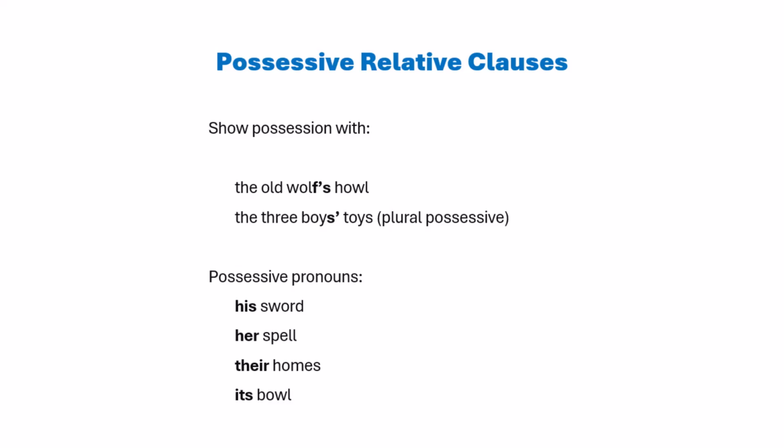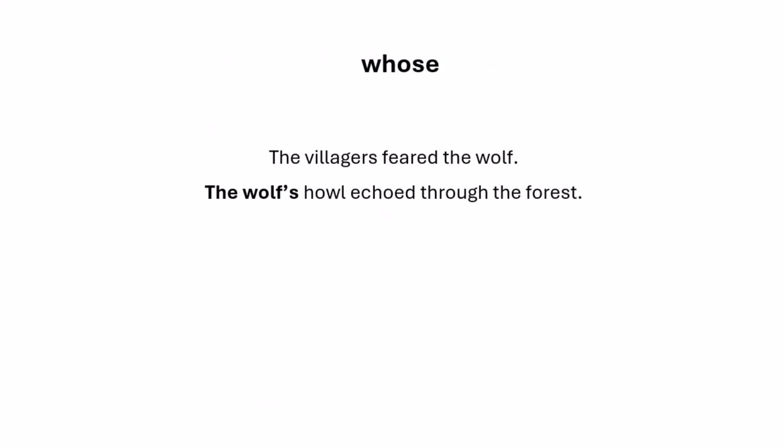These are common possessive pronouns. His sword, her spell, their homes, its bowl. In all these situations, we only use one possessive relative pronoun, whose. This is for people, for animals, for companies. There's only whose.